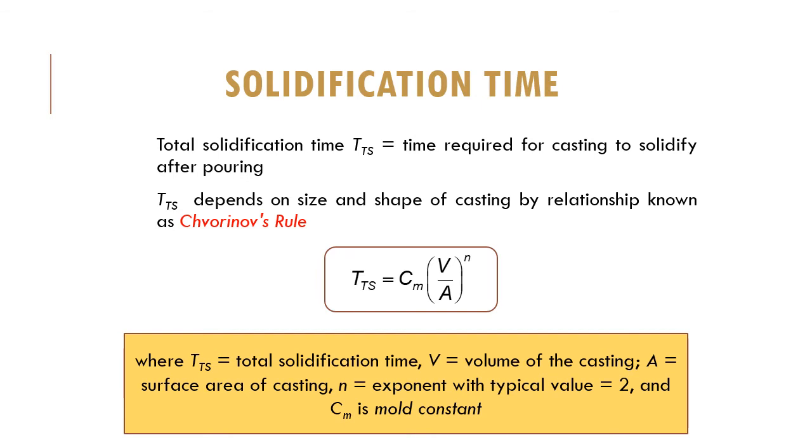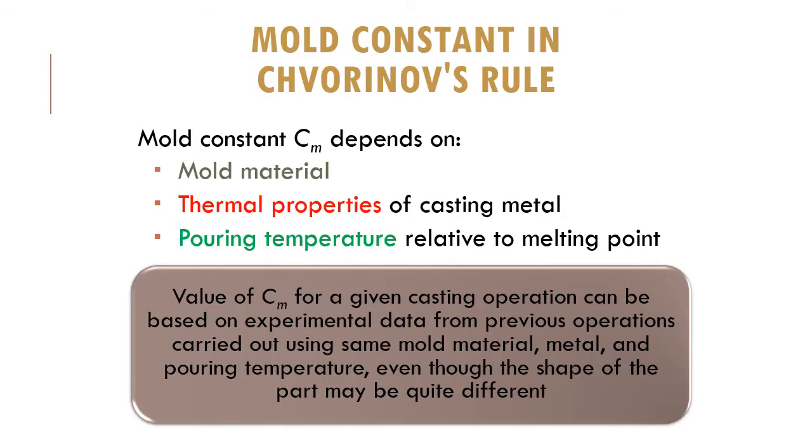Usually, if you are given a question to calculate the TTS, the Cm is given based on the mold type, so the value will be given. So how is the mold constant determined? Cm depends on the mold material, the thermal properties of the casting metal, and also the pouring temperature relative to the melting point. The value of Cm for a given casting operation can be based on experimental data.